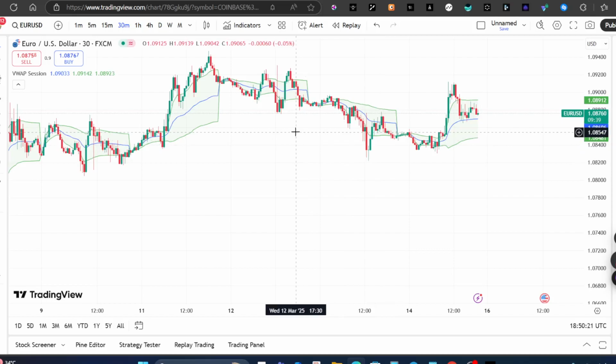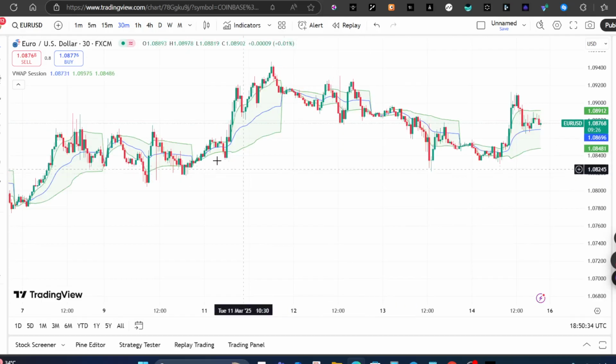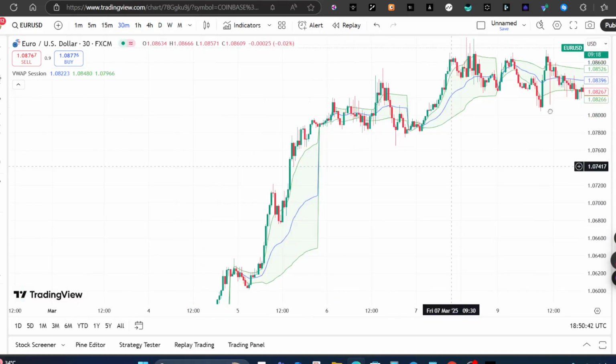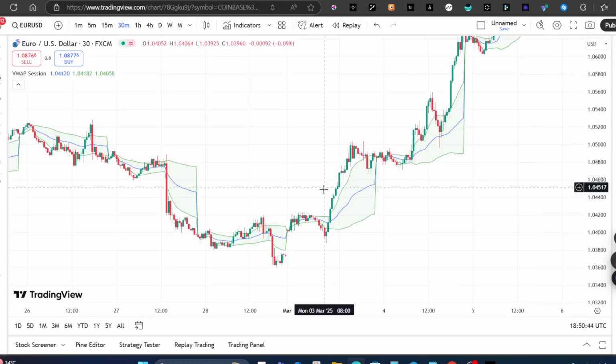VWAP is particularly useful for day traders as it helps them identify support and resistance levels and gauge the overall market trend. If the price is moving above the VWAP with increasing volume, that's a strong signal and it means that the trend could continue.